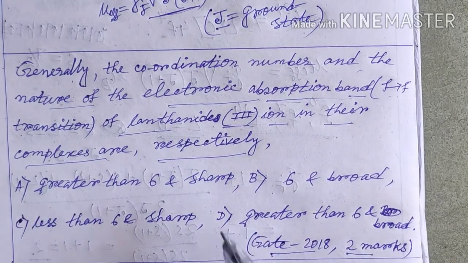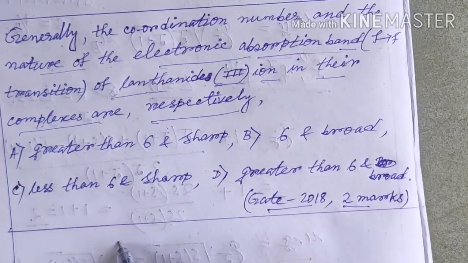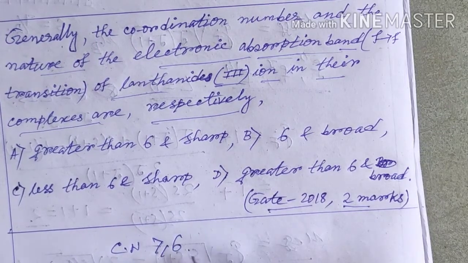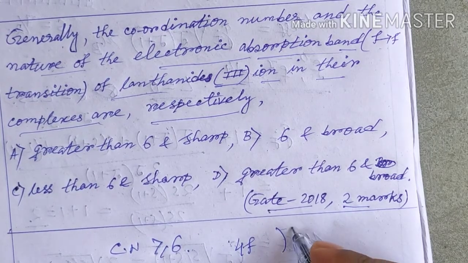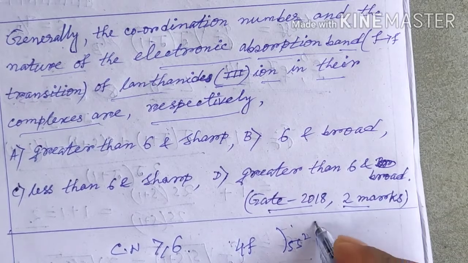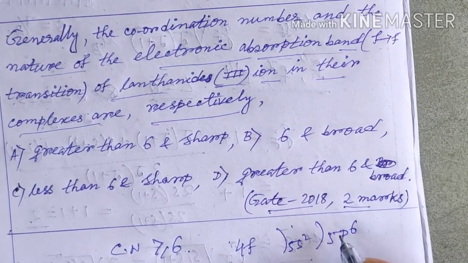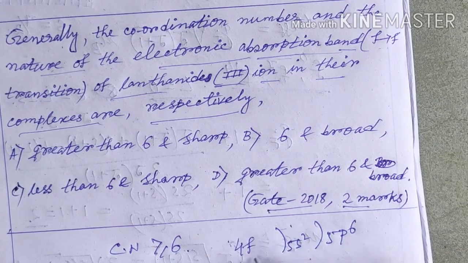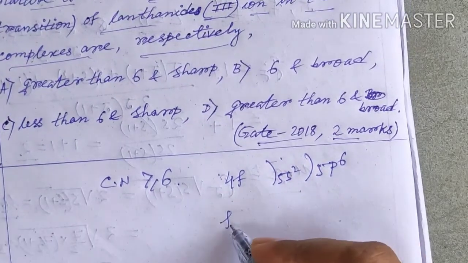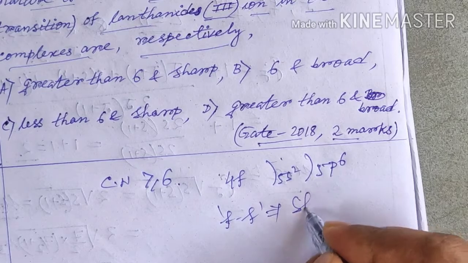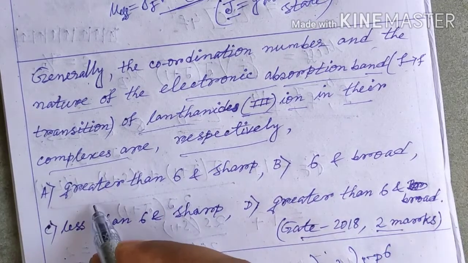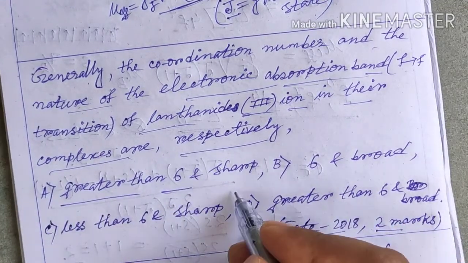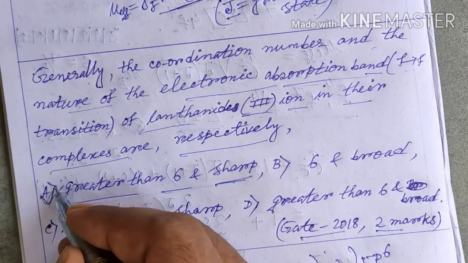As I have told previously, for lanthanide elements the coordination number is greater than or equal to 6, and due to screening of the 4f orbital by the outer 5s2 and 5p6 electronic shell, the ligand field effect on the f electron will be very less, and for this reason the f-f transition for lanthanide elements is sharp. So in this case the coordination number is greater than 6 and the f-f transition is sharp. So option number A is the correct answer.